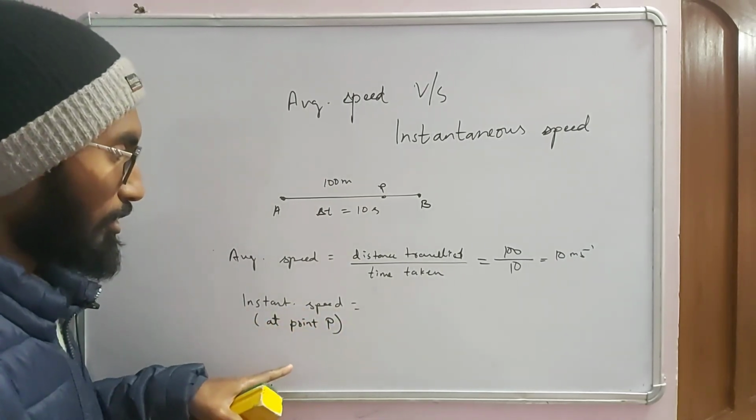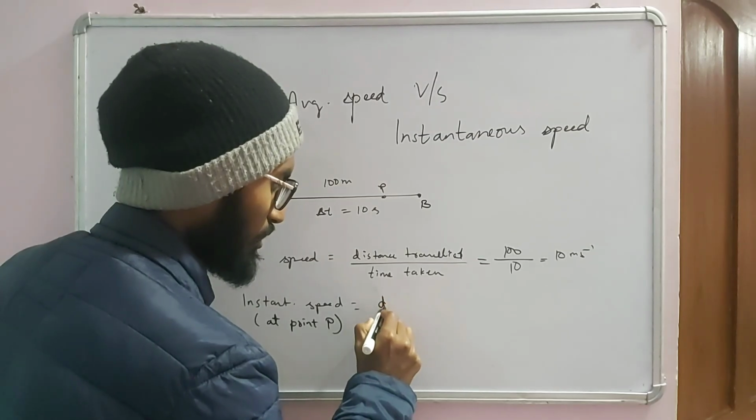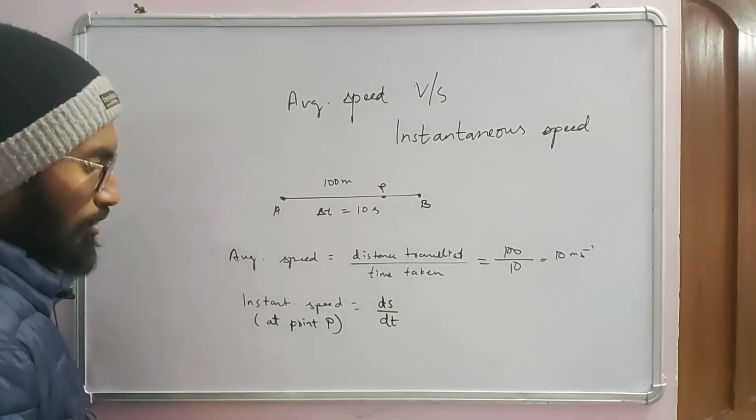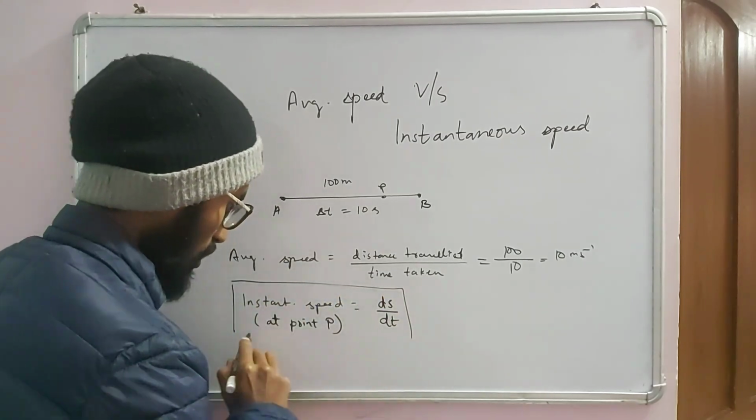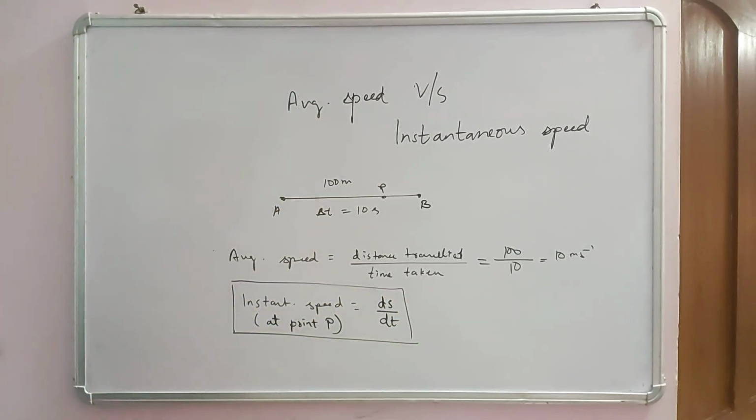Then to calculate the instantaneous speed at point P, you have to take the derivative of distance with respect to time. And how ds by dt, the derivative of s with respect to time, came to be the instantaneous speed, how the formula came into existence, we will discuss this in the next section.